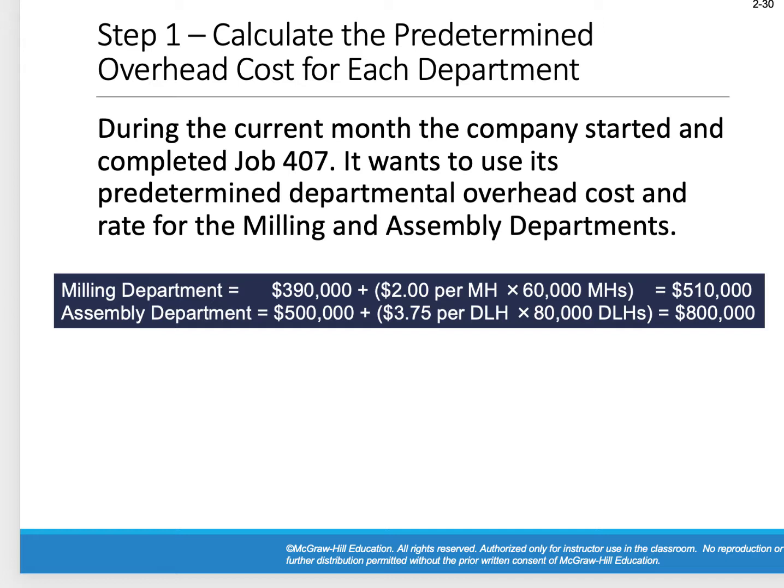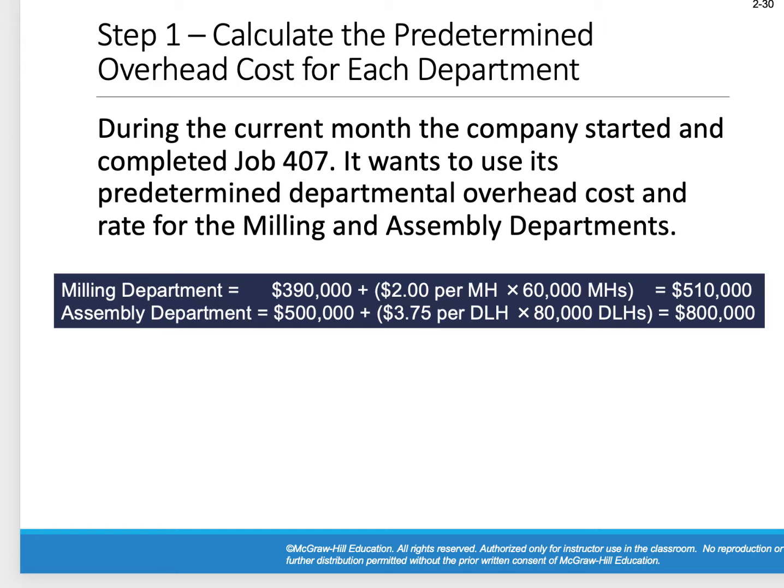Not a problem. Remember, to do this, we need to use our mixed cost equation, y equals a plus b times x. So we already have the numbers. The milling department has fixed manufacturing overhead cost of $390,000 plus the variable portion, which is $2 per machine hour times 60,000 machine hours, gives us $510,000. That right there is the total estimated manufacturing overhead for the milling department.